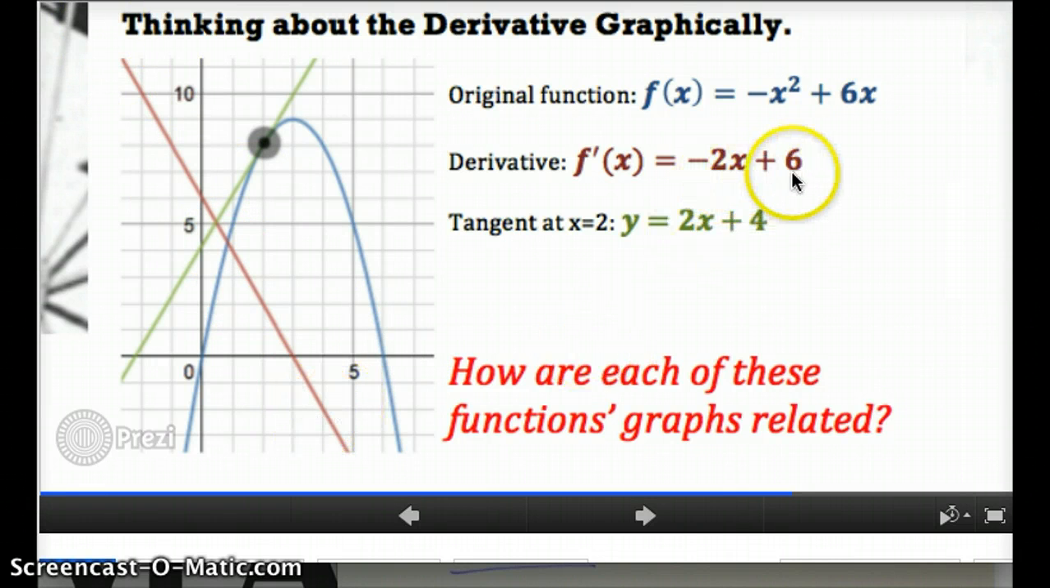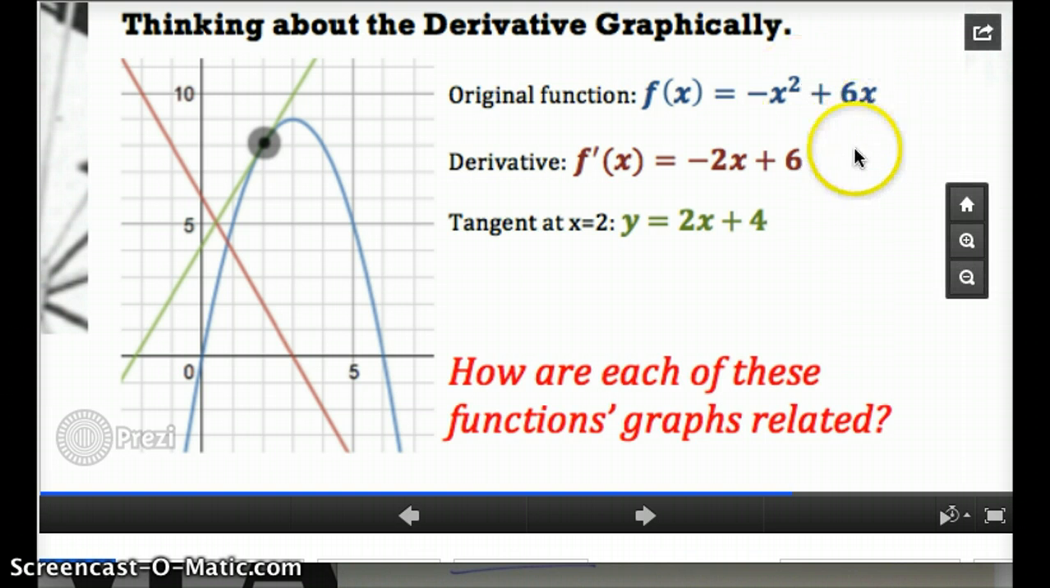You should recognize the function. Go back and check your notes if you need to. What would you say if I asked you, how are the graphs related? How are the graphs of f of x and f prime of x related?